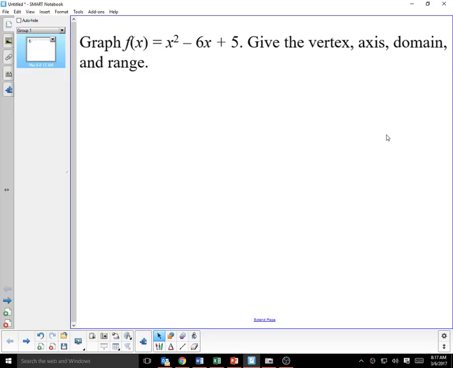Now we have a parabola. They want us to give the vertex, the axis, and when they say the axis, of course, that's the axis of symmetry, which is that line in which it will spin. We're going to talk about the domain, the range, but I'm going to add to that intercepts.